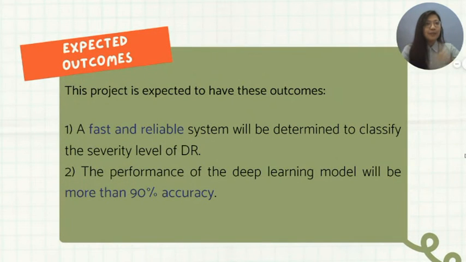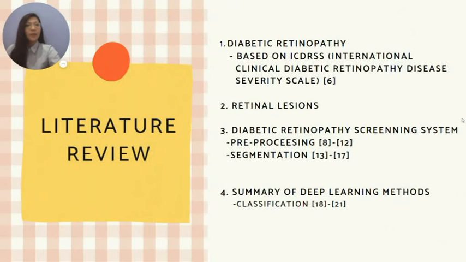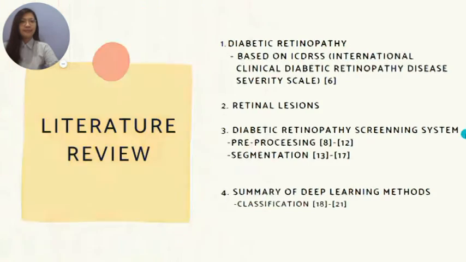So there are 2 expected outcomes for this study. As I mentioned before, the conventional method to identify and get the details of the fundus images is time consuming. So the first expected outcome is that a fast and reliable system will be developed to classify the severity level of diabetic retinopathy. And the second expected outcome is that the performance of the deep learning model will be more than 90% accuracy. So now let's move on to the literature review.